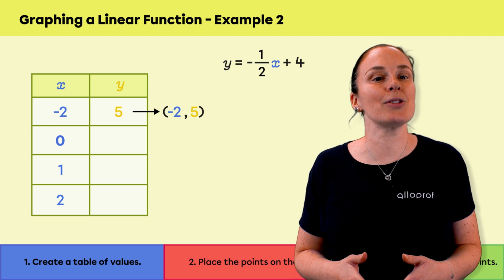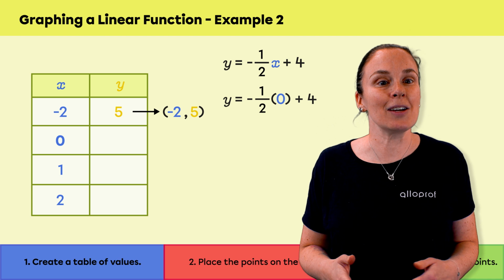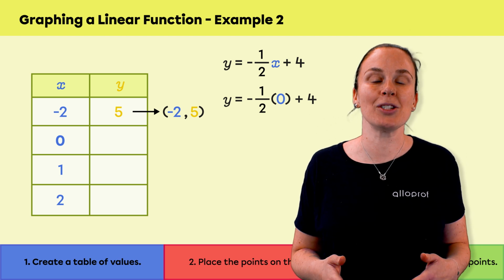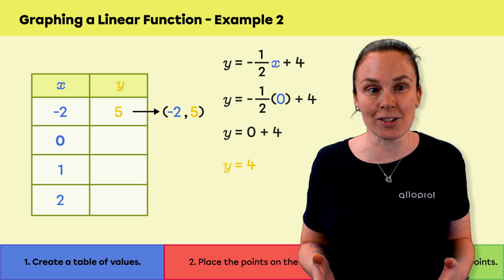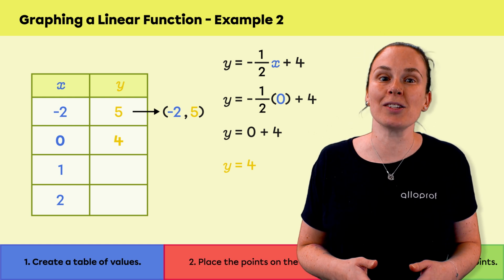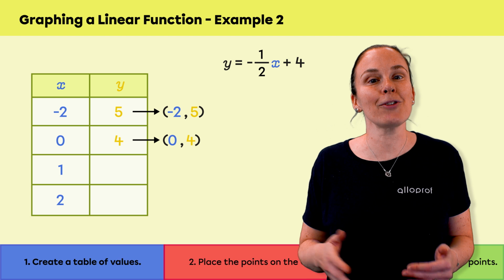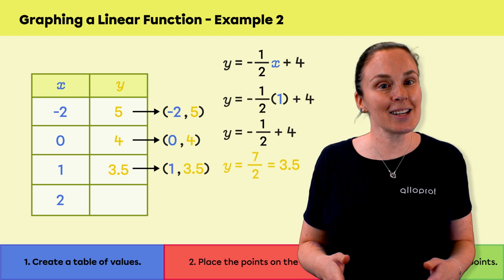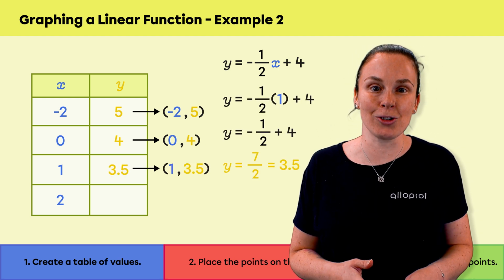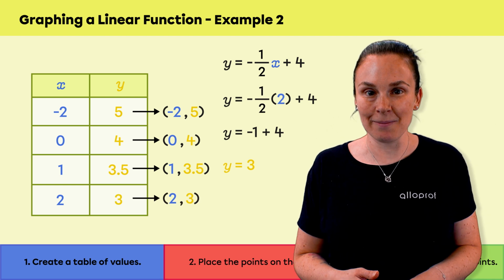Let's take x is equal to 0 as the second x value. Replace x with 0 in the equation, gives y equals -1/2 times 0 plus 4. When we solve this equation, we get y is equal to 4. When x is 0, y is 4. The second point on the function is 0, 4. Do the same for the other chosen x values. When x equals 1, y is 7 over 2, or 3.5. When x is 2, y is 3.